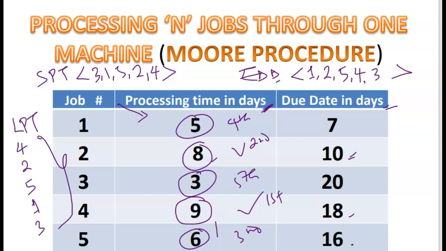Now, if the priority is first in system, first served, that means the job that goes to the system first goes first. It will still be job 1 to job 5, because we believe job 1 will come before 2, 2 before 3, 3 before 4, 4 before 5. If you are looking at first in system, first served, it will be job 1, 2, 3, 4, 5.